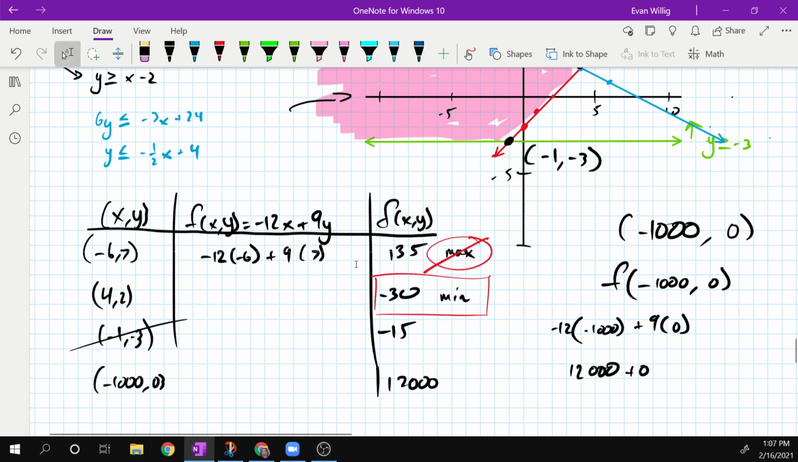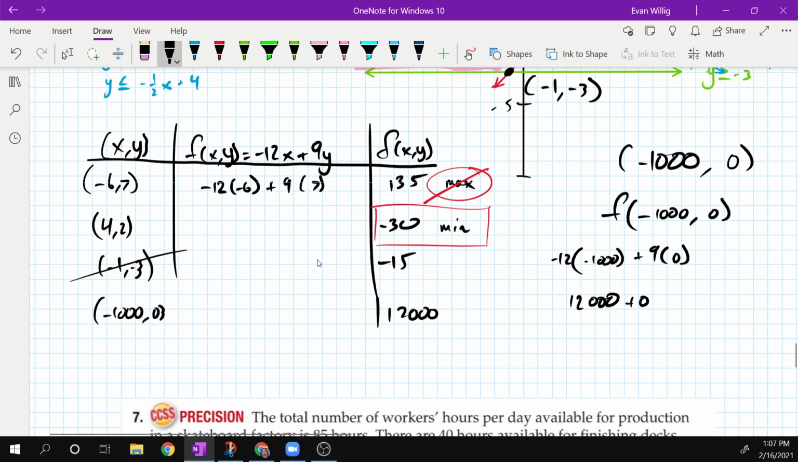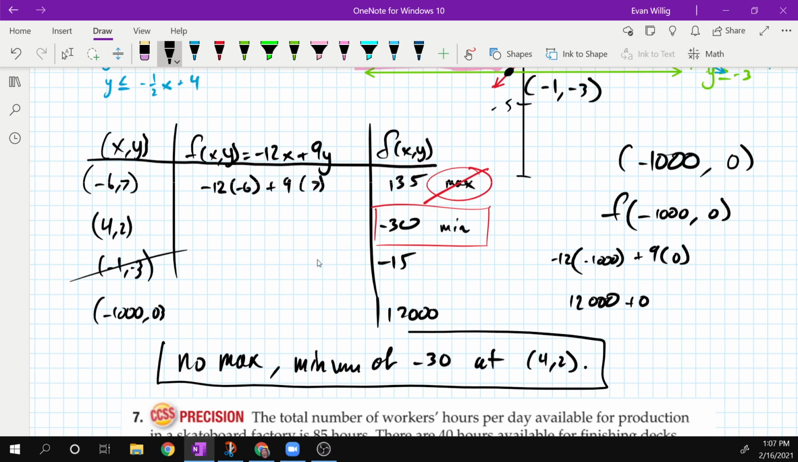We should just have a minimum. So I'll say no max, minimum of -30 at 4, 2. And there is my solution to this optimization problem.